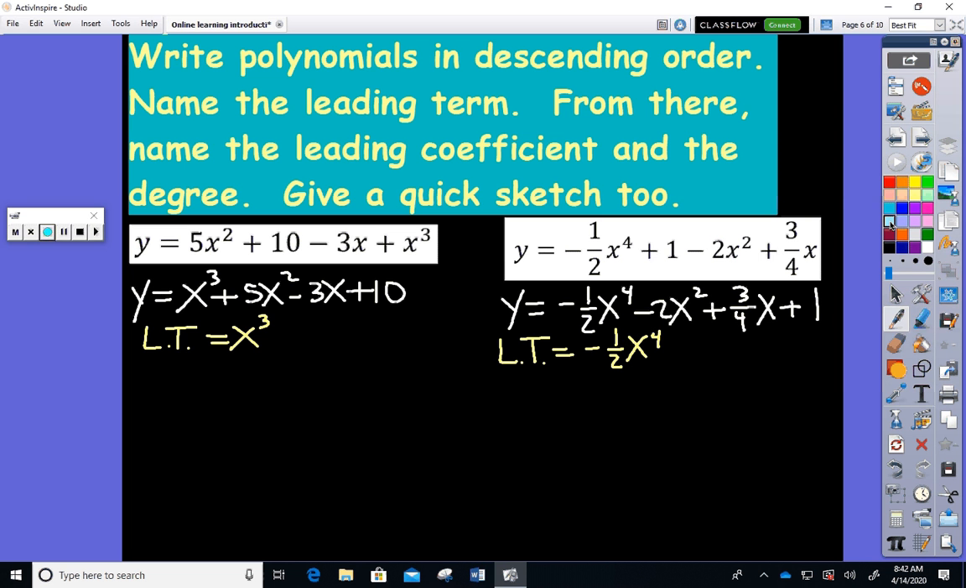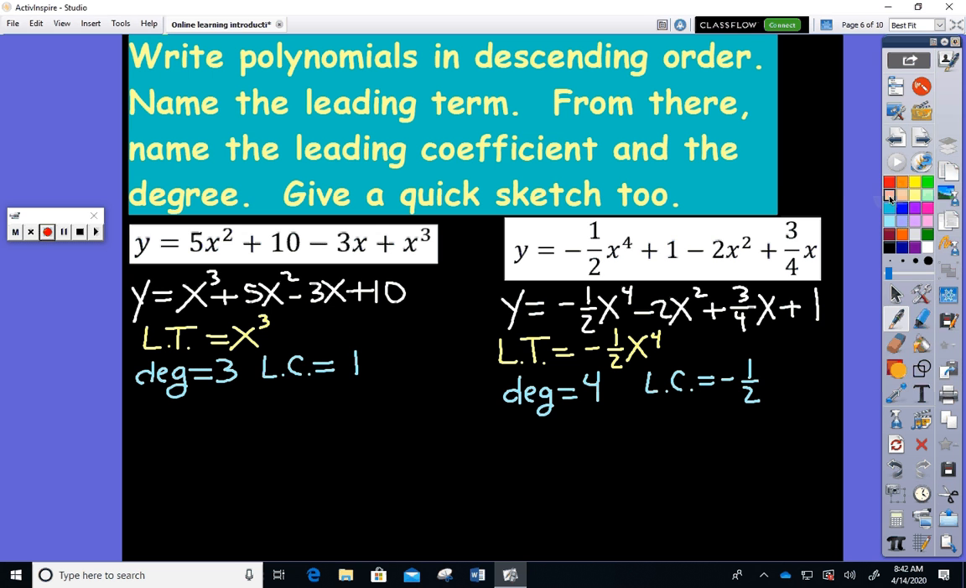Degree and leading coefficient. The degree on this one, since it's x to the third, is 3. The leading coefficient, since it's 1x to the third, is 1. The degree on this one, since it's negative 1/2 x to the fourth, is 4. The leading coefficient is that fraction, negative 1/2.